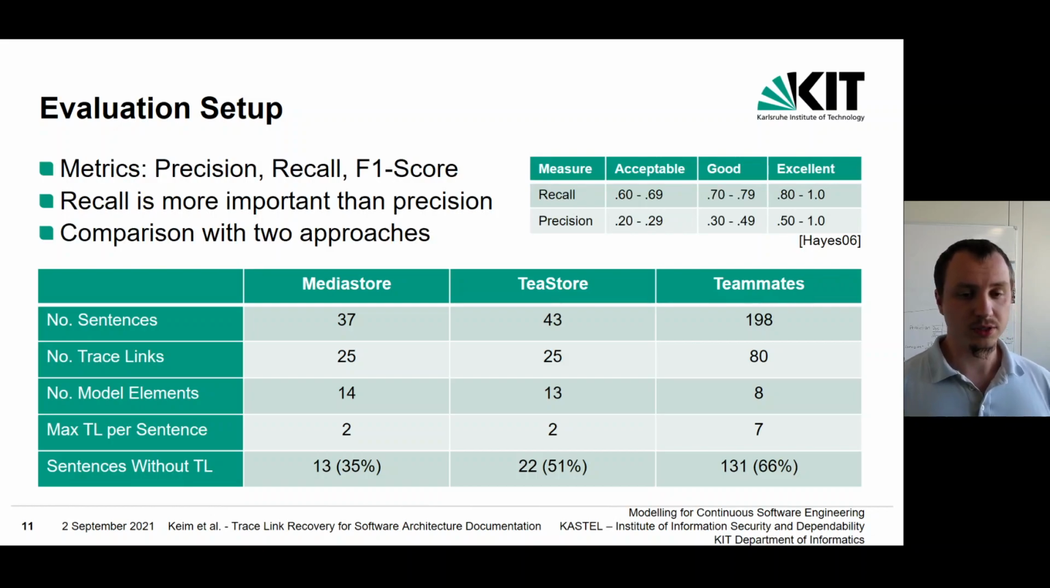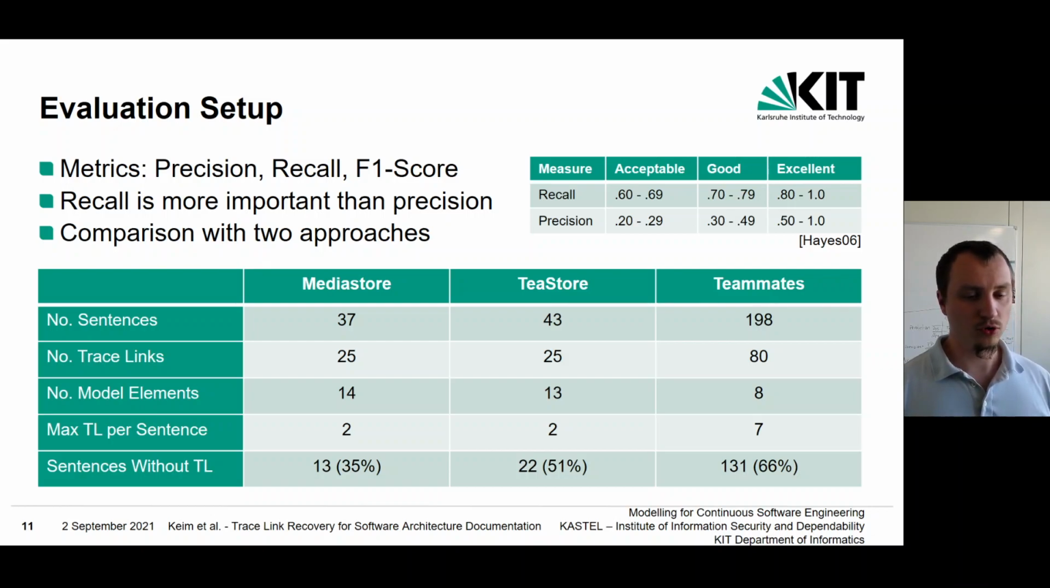To quantify our results, we use the metrics precision, recall, and F1 score. Overall, we see recall as more important than precision, as mentioned earlier, because it's easier to discard wrongly found tracelinks in comparison to finding new tracelinks. We use the classification of Hayes to assess the quality of our approach.